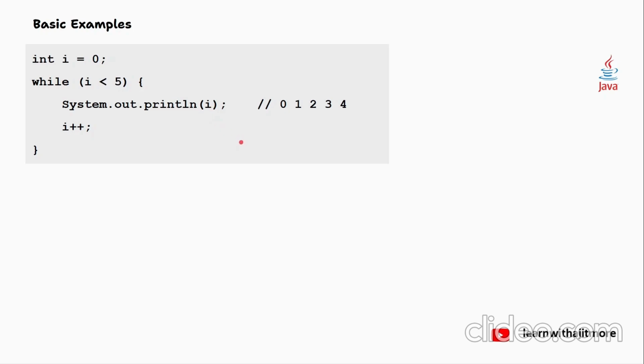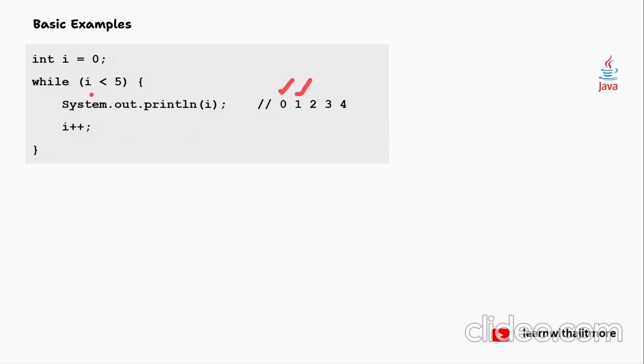So what is the value of I? 0 is printed. Then I is incremented. I becomes 1. Again, after doing that, it will come and check the condition. Is 1 less than 5? Yes. Come inside, print 1 and make it 2.